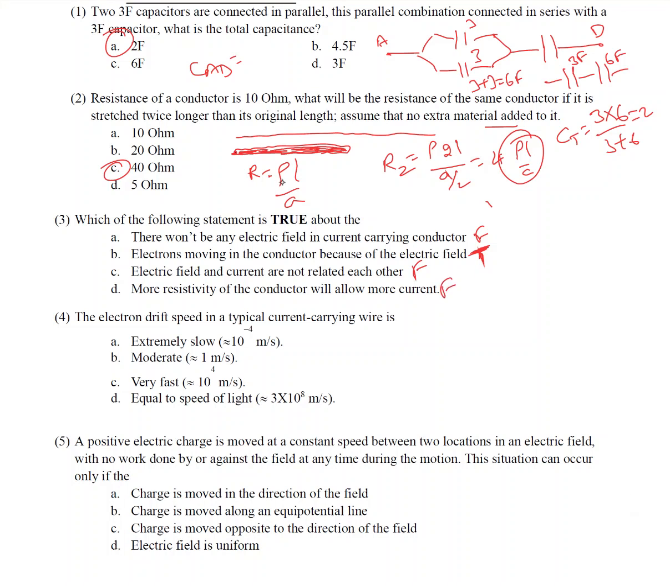We know that if resistivity is more, resistance is more, which means less current is going to pass through it. Now, electron drift speed is typically extremely slow, moderate, very fast, or equal to the speed of light. Electrons always move very slowly inside the conductor, but energy moves at the speed of light.